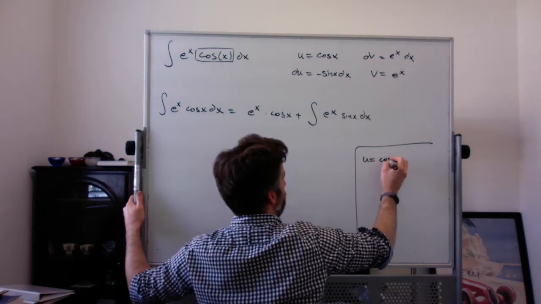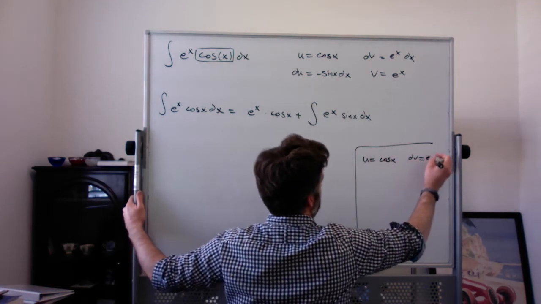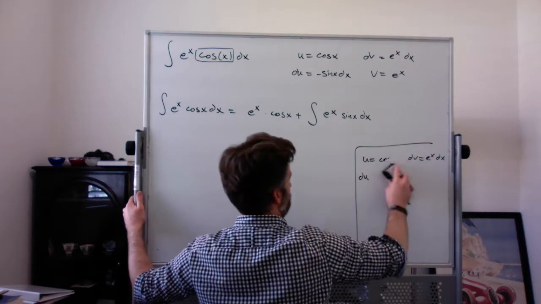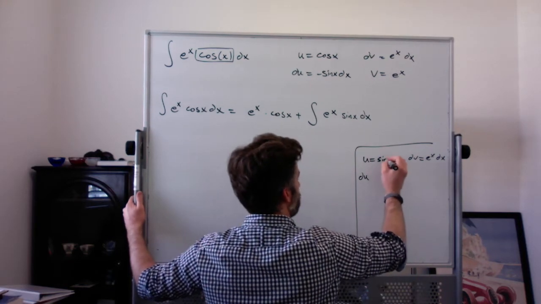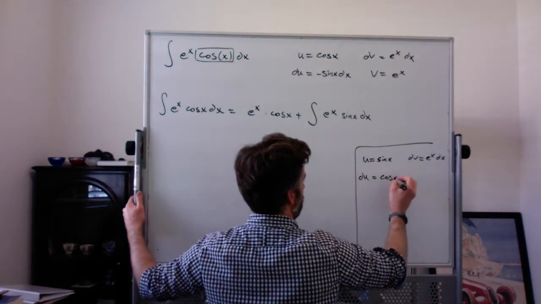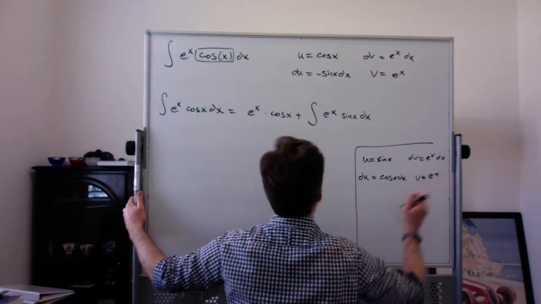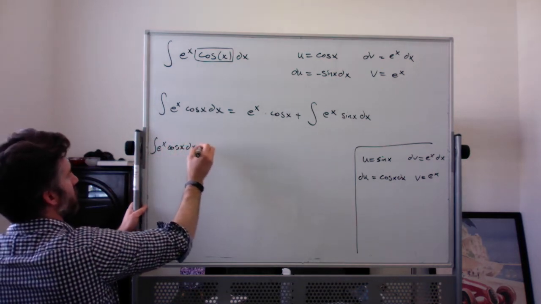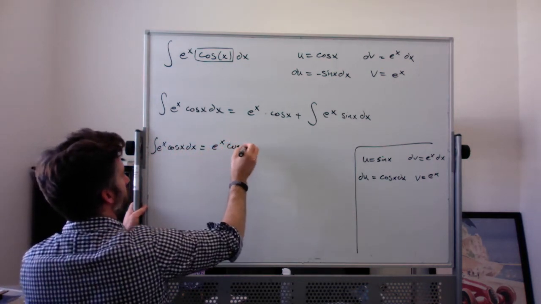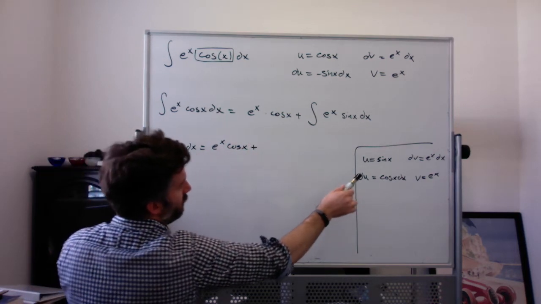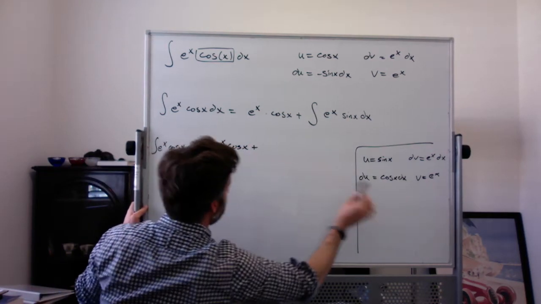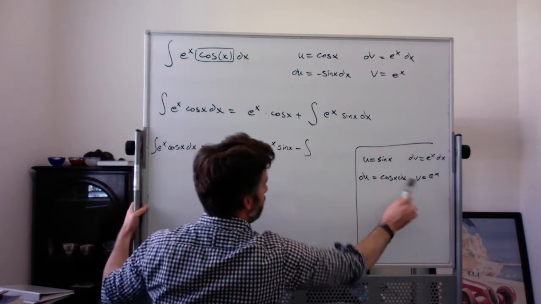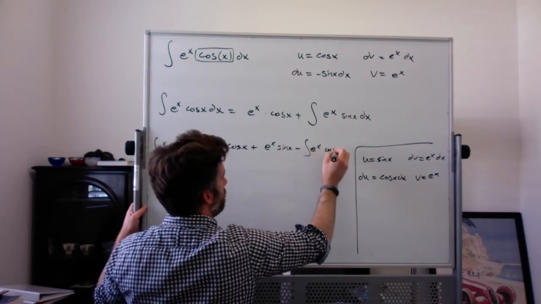So u is sine of x, dv is e to the x dx, du is cosine x dx, and v is e to the x. So now we have the integral of e to the x cosine x dx equal to e to the x cosine x plus, sorry, the uv, which is e to the x sine of x, minus the integral of v du, which is e to the x cosine of x dx.